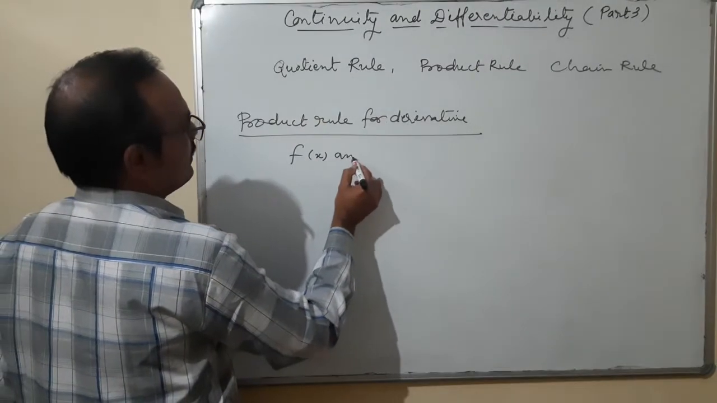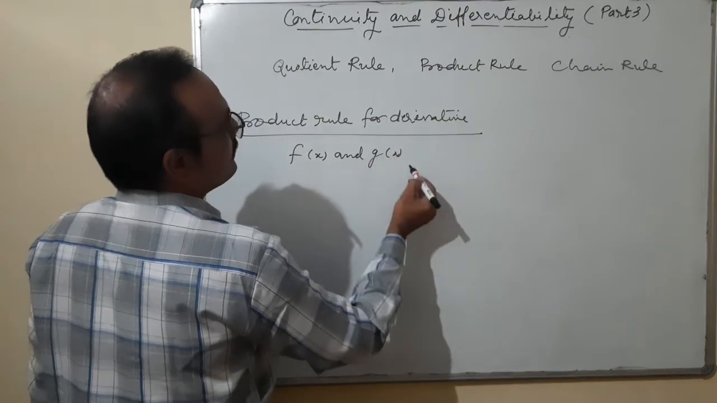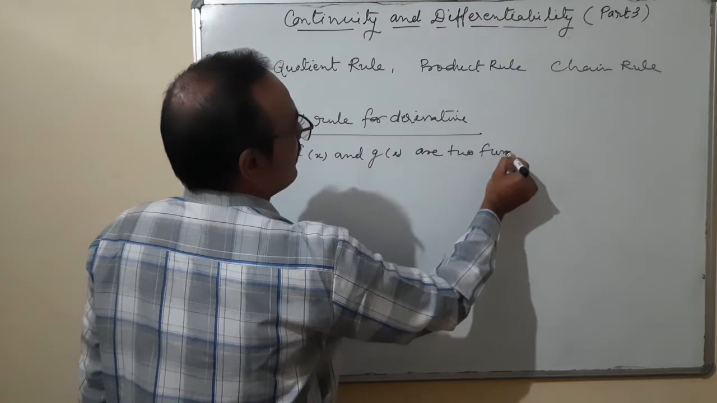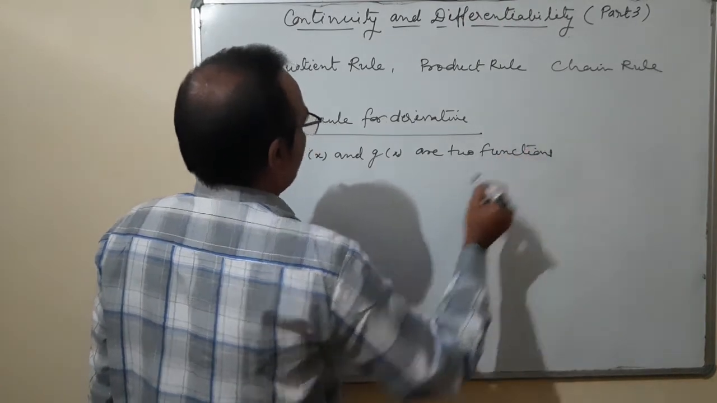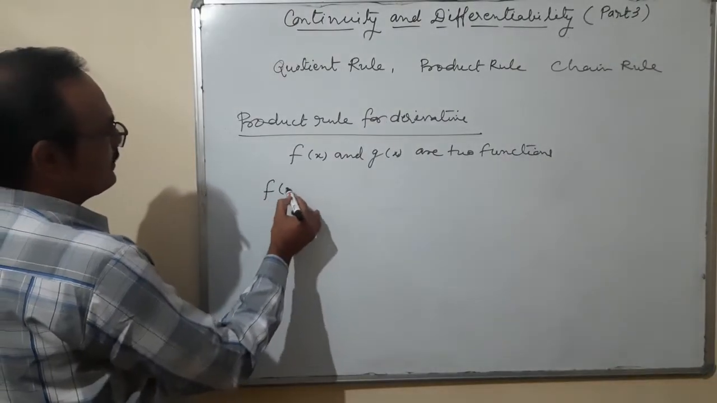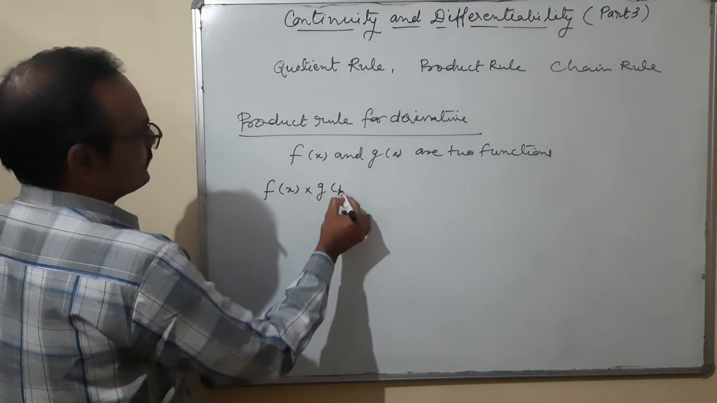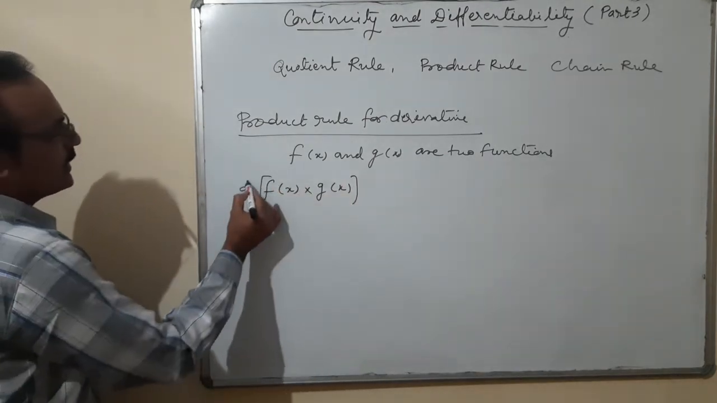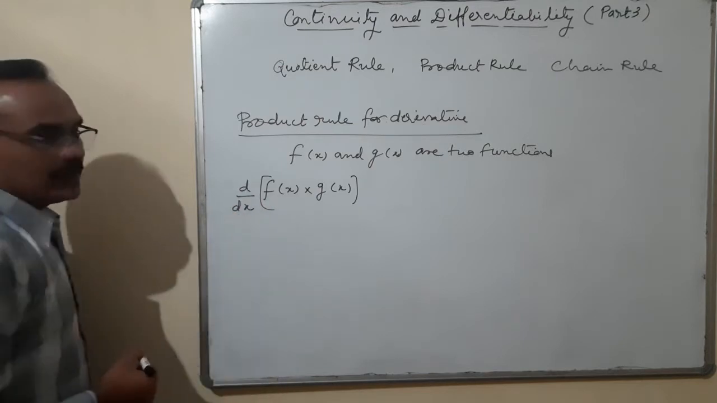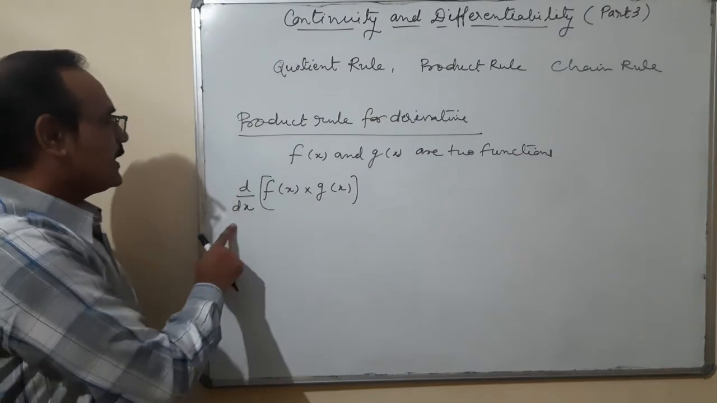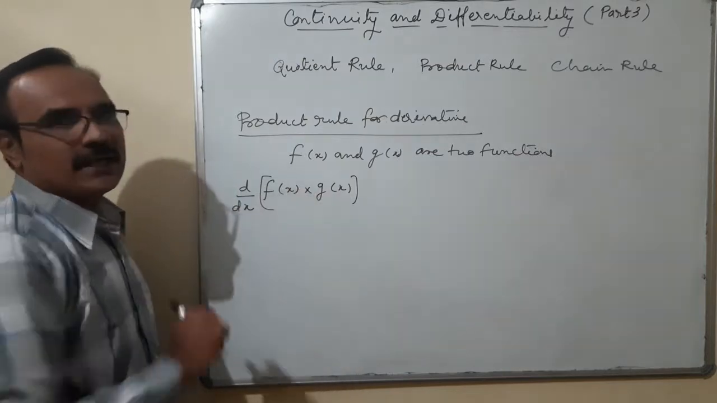f(x) and g(x) are two functions. Okay. And we are going to find the differentiation of f(x) into g(x). What we are going to do? We are going to find the differentiation of that, with respect to x, the function in the form of x. So dy by dx, f(x) multiplied by g(x).